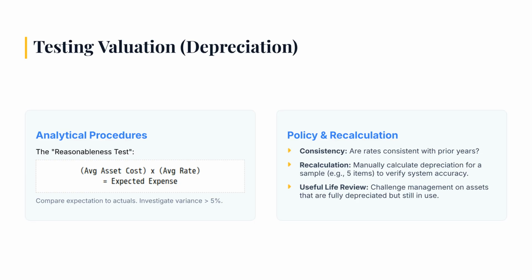You also pick a small sample, say 5 items, and manually recalculate the math in Excel to verify their system isn't broken. What to document? Your reasonableness calculation, the expectation versus actual, your recalculation sheet for the specific sample items, management's explanation for any major variance.